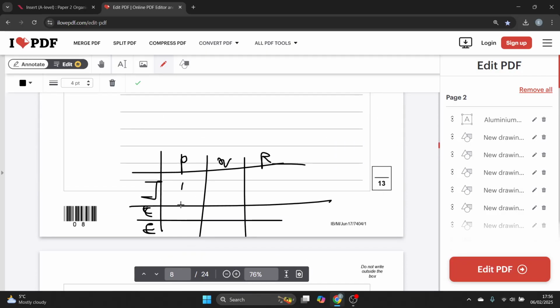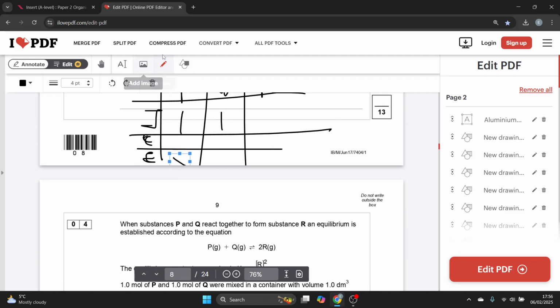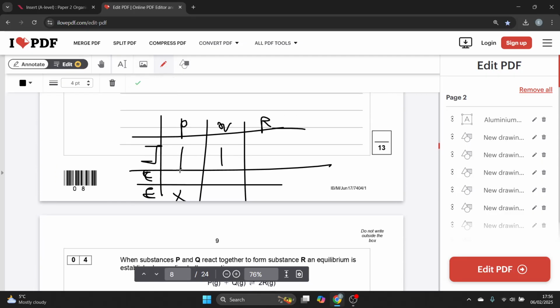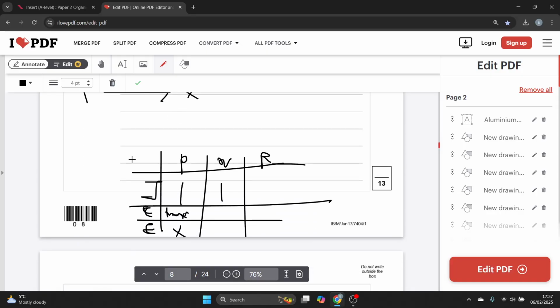So I've got initially 1 mole of P, 1 mole of Q. Then it says at equilibrium X moles of P had reacted. So X here of P. So how do I go from 1 to X? Well, I'm going to do 1 minus X. And if I do, actually no, what is it? To go from 1 to X. If I'm trying to go from 1 to X, X minus 1.